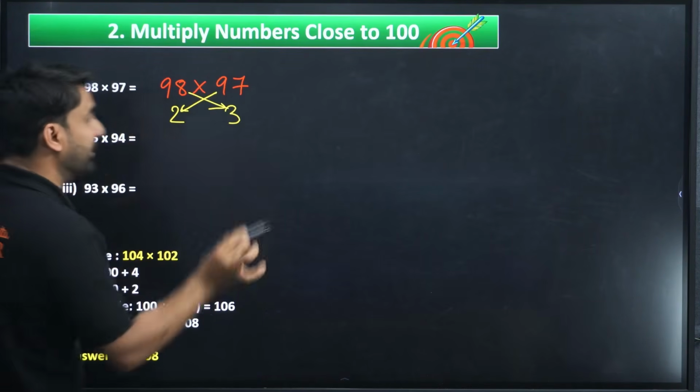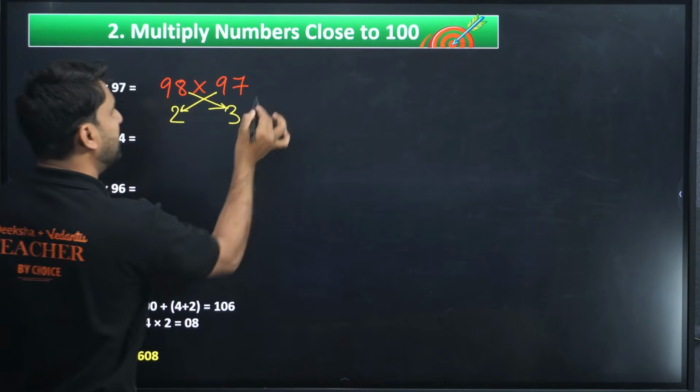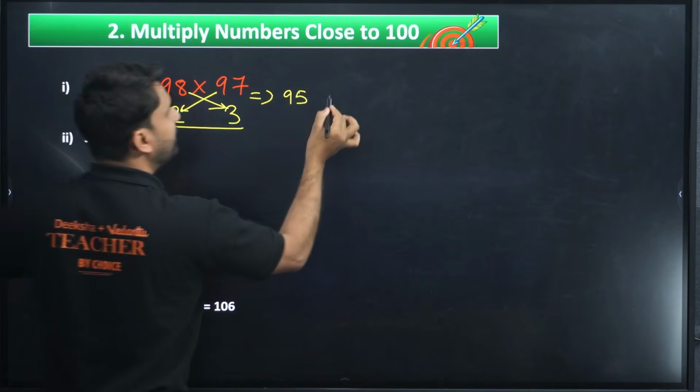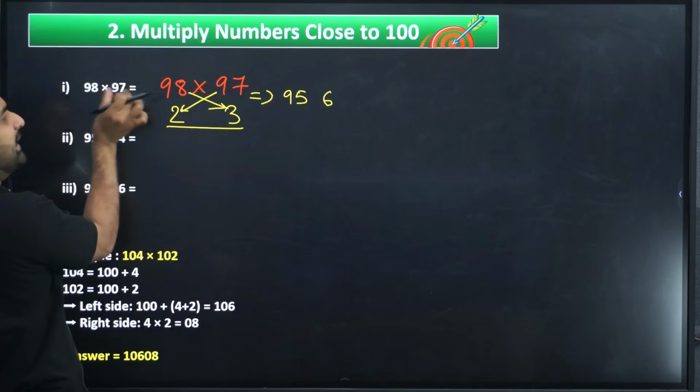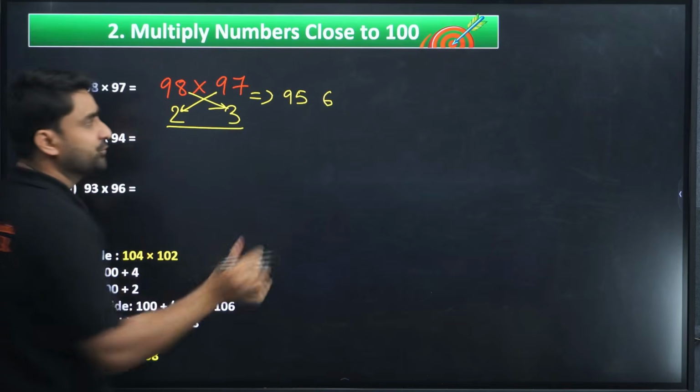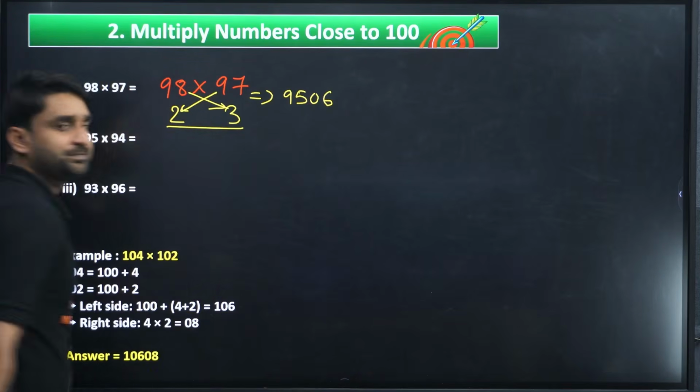What you have to do? Subtract the pair. So if we subtract 3 from 98, 95 would be there. And multiply these two numbers. So 3 times 2 is 6, and if we multiply 98 and 97, 4 digits are the answer. There should be 4 digits in the result. So to make the 4 digits, we have to put a 0 here.